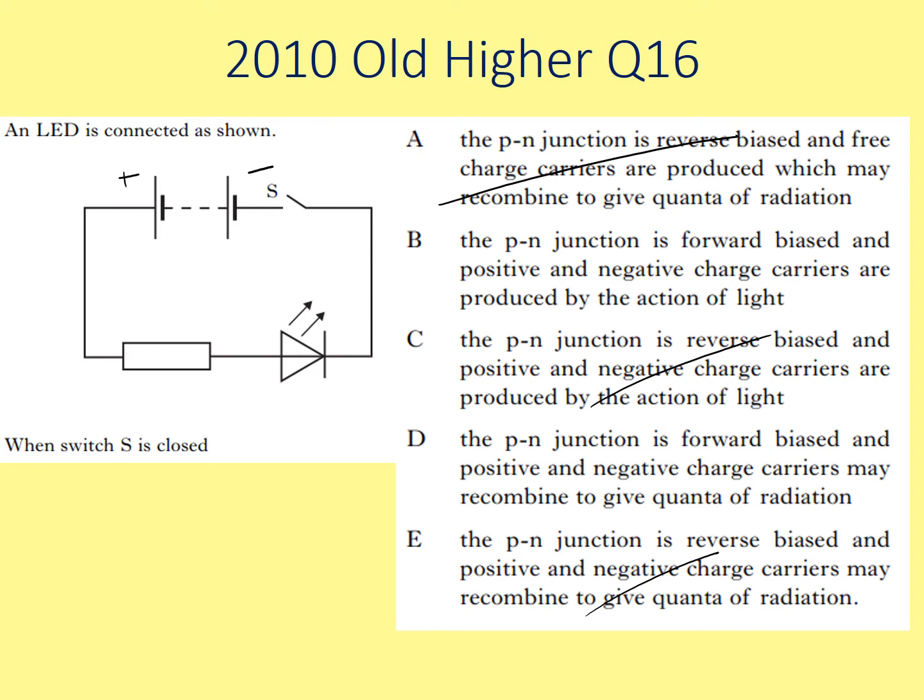B, the p-n junction is forward biased and positive and negative charge carriers are produced by the action of light. No, positive and negative charge carriers are not produced by the action of light. They are already there. However, D, the p-n junction is forward biased and positive and negative charge carriers may recombine to give quanta of radiation. Yes, that is true. They may recombine to give photons of light.